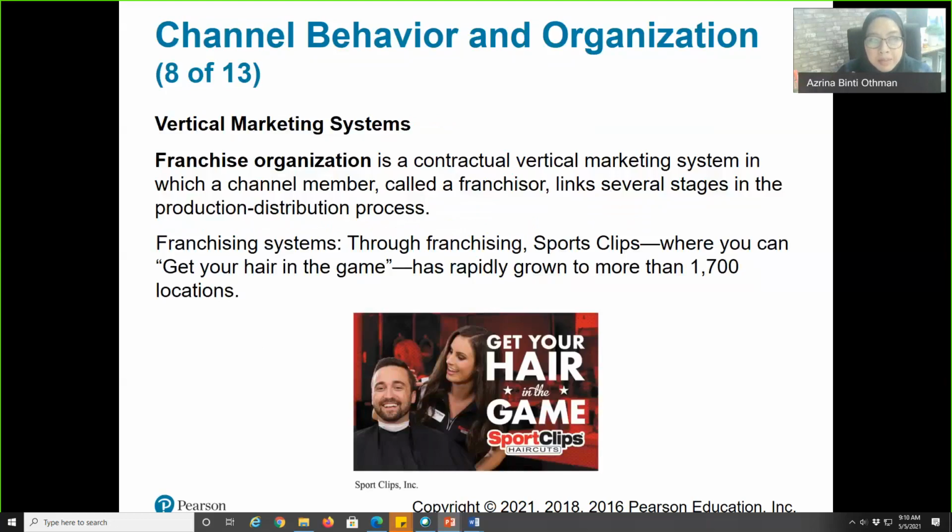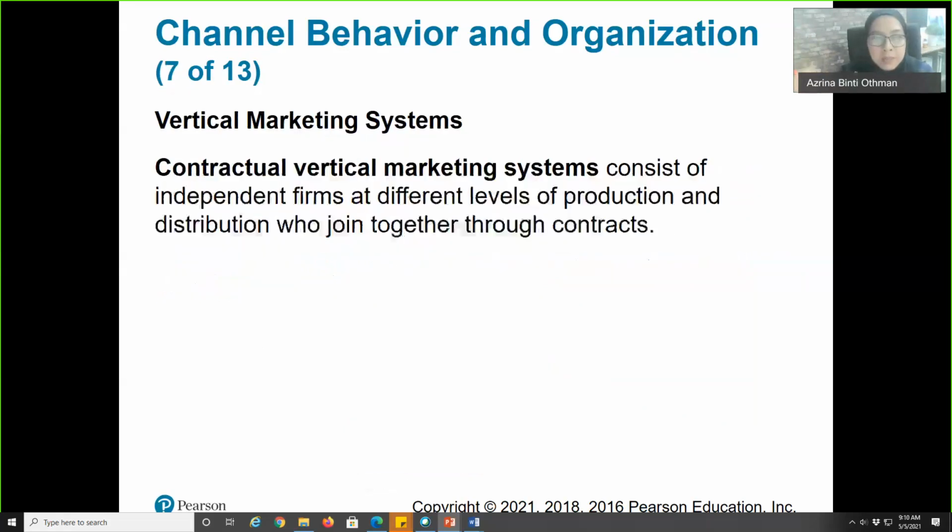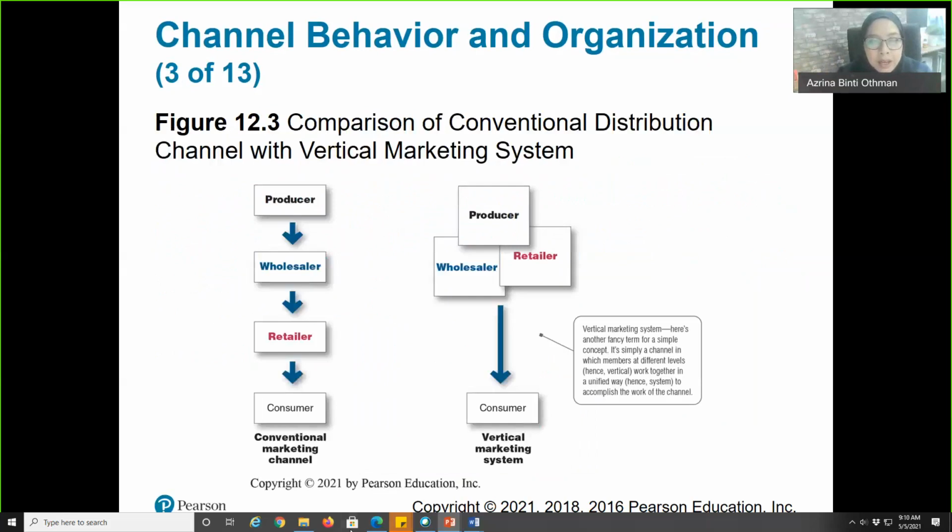So, under vertical marketing system, we have franchise organizations. Okay, contoh organisation yang implement vertical marketing system adalah franchise. What is a franchise? A franchise organization is a contractual vertical marketing system in which a channel member called a franchisor links several stages in the production-distribution process. So, dia akan tahu semua proses. Tak semestinya macam conventional, retailer hanya tahu proses retailer saja. Dia tak tahu tentang wholesaler, dia tak tahu langsung tentang producer.